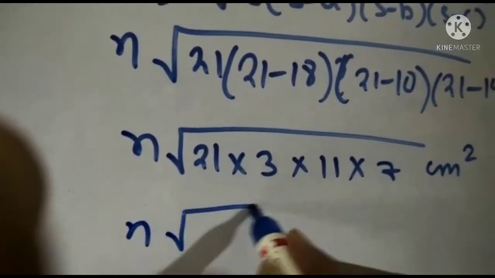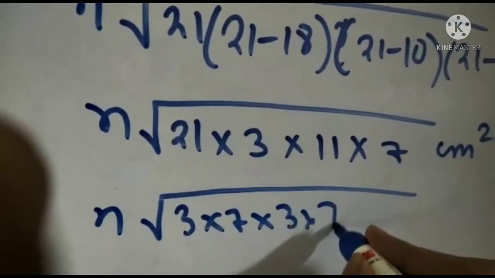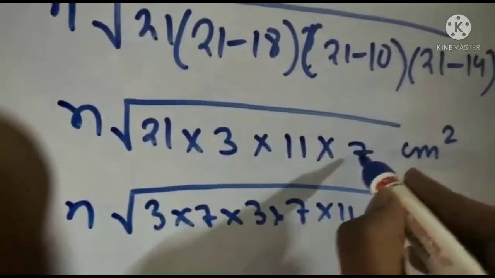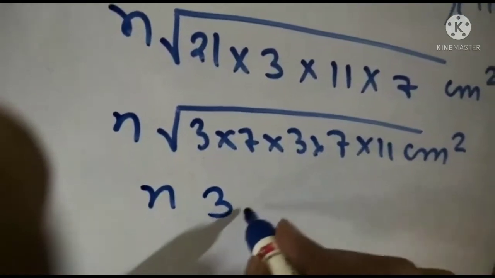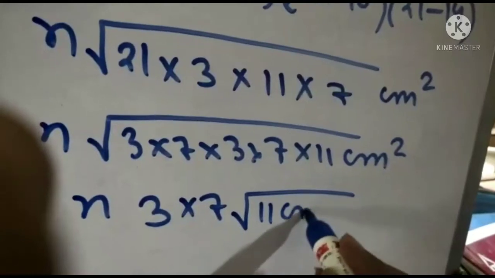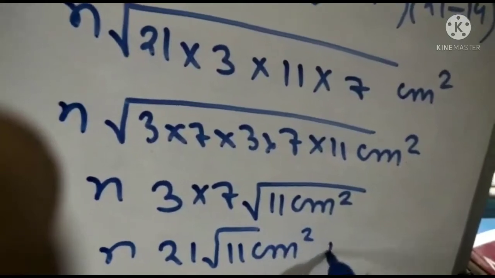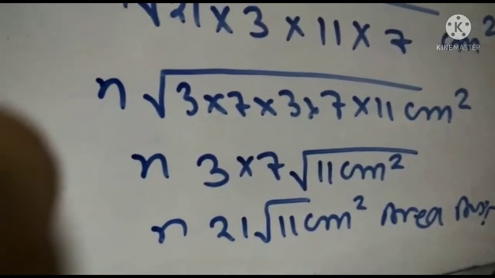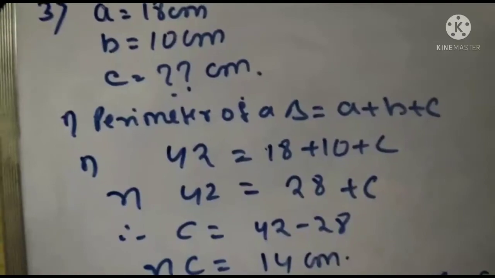Now 21 can be written as 3 into 7, multiplied by 3 into 7, multiplied by 11 centimeter square. Now 3 will come out of the root, and 7 will come out, and 11 cannot come out, so 11 will stay inside the root. So it is 21 root 11 centimeter square. This is the area, and hence this is our answer. I think this question is very clear to you. The solution is very clear. Now let's move to our next solution.